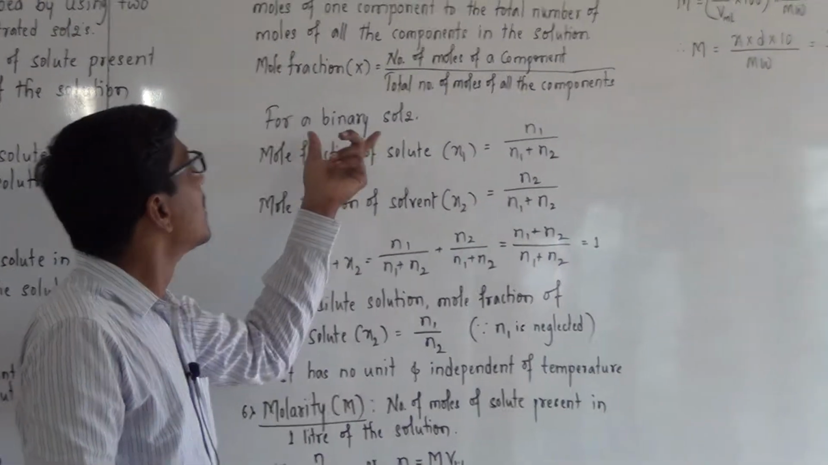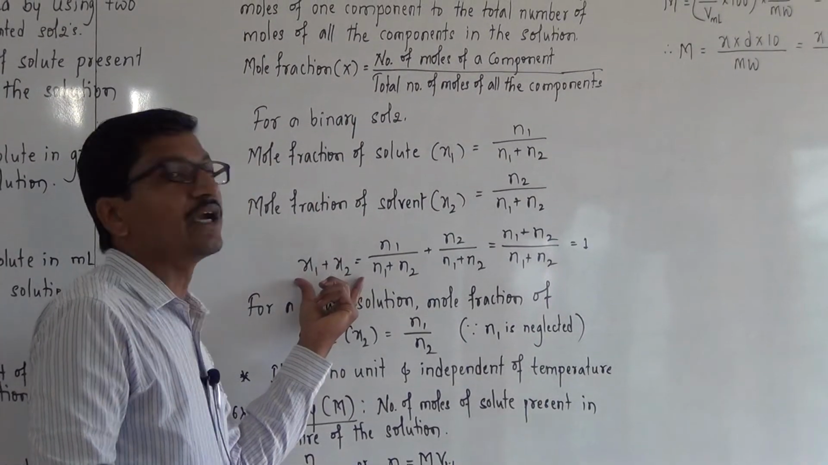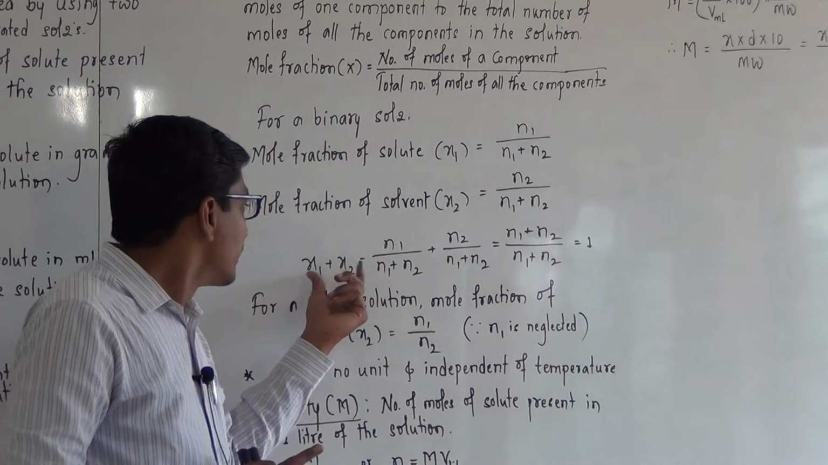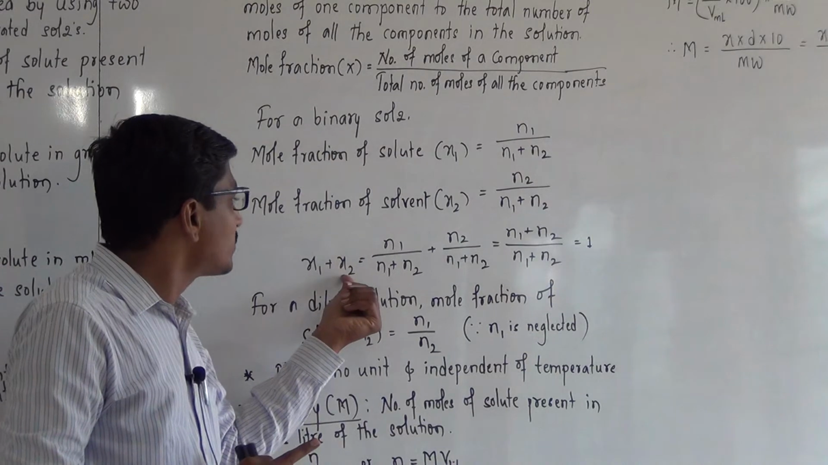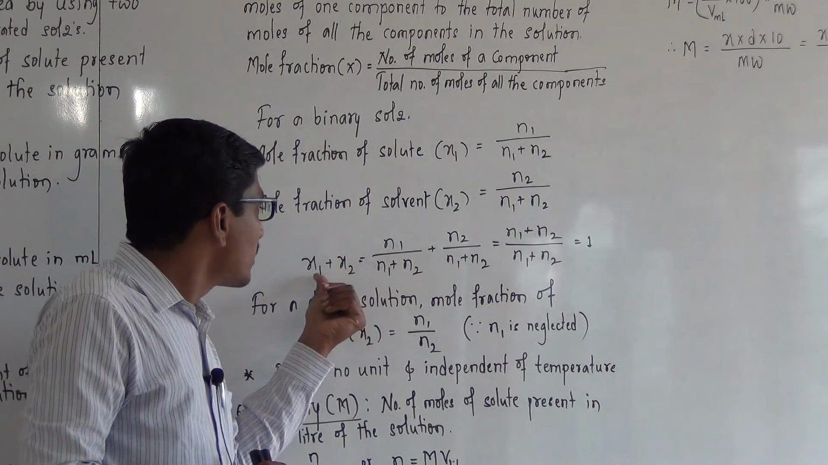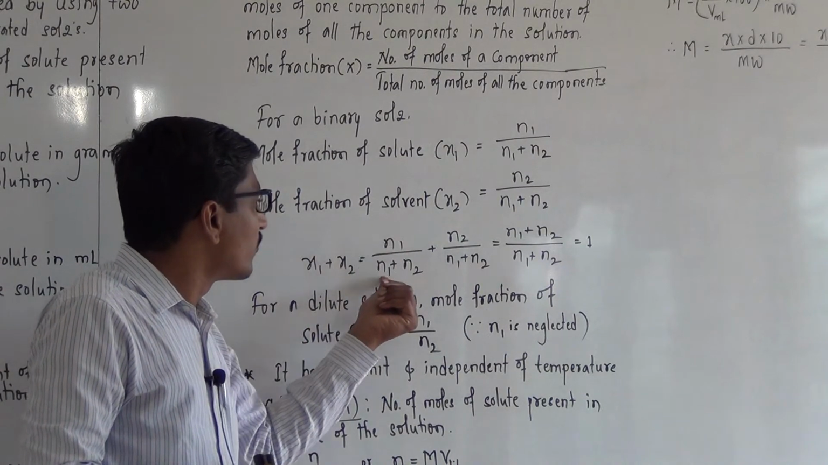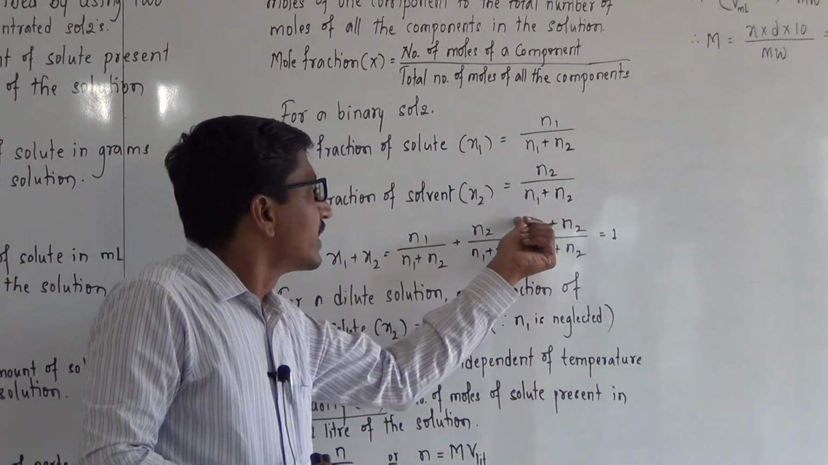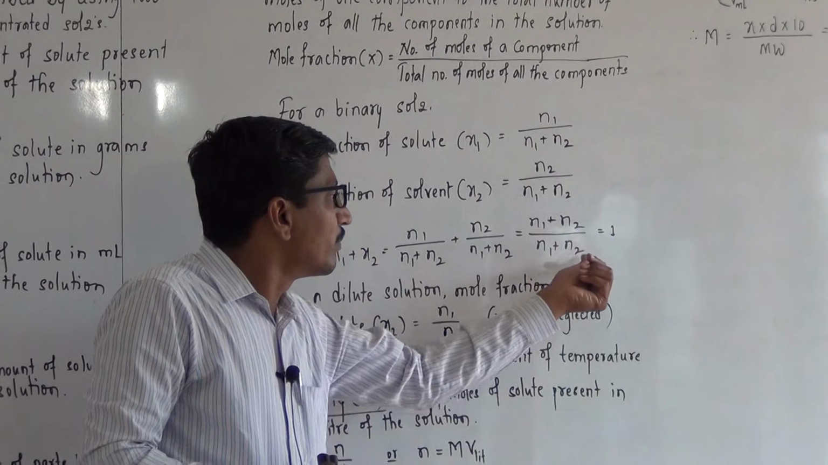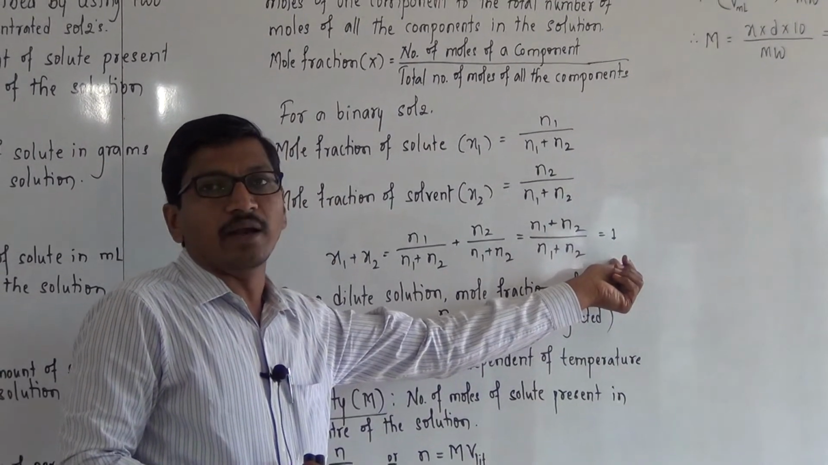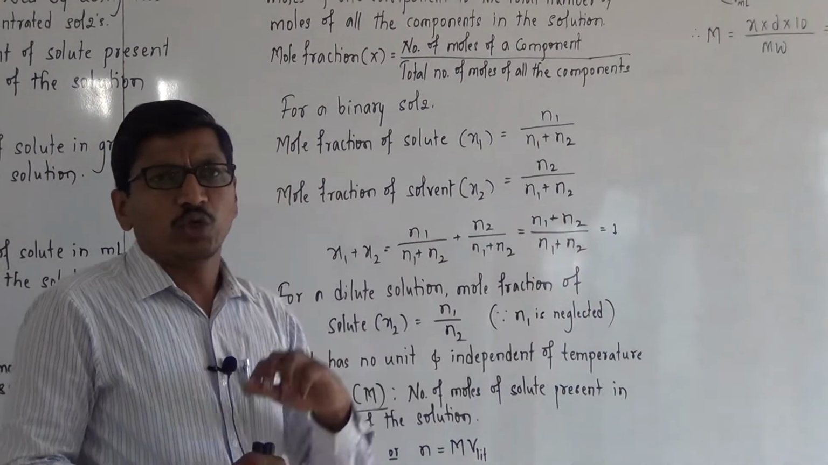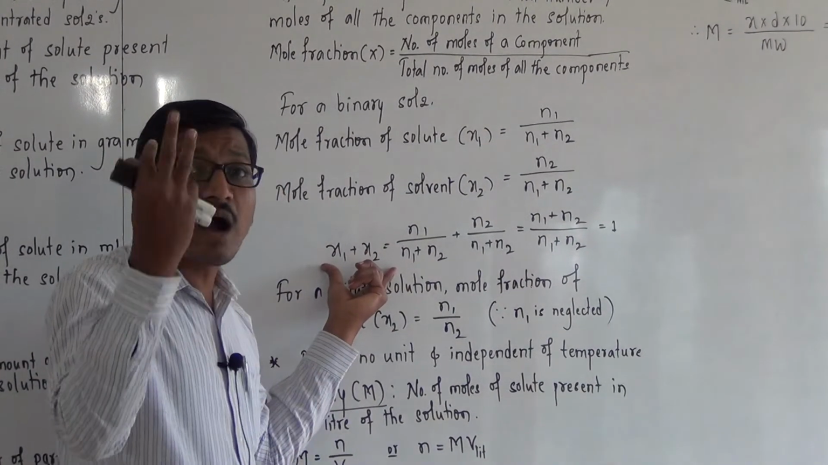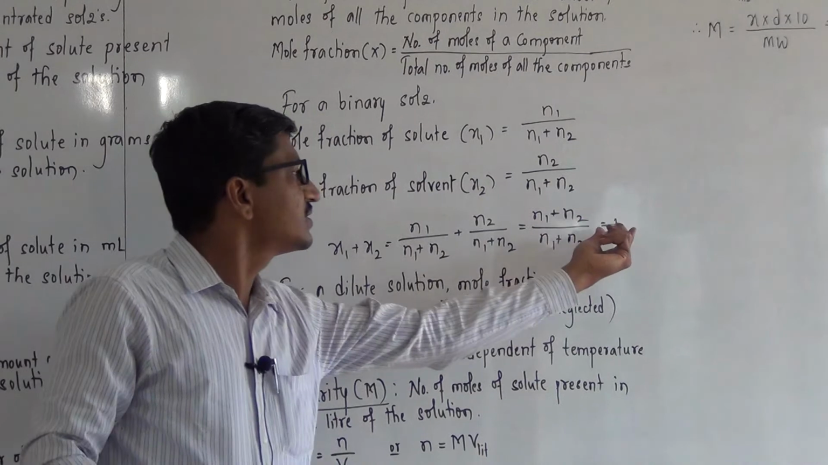For example, in the binary solution containing only two components, one solute and the other solvent, X1 is the mole fraction of solute and X2 is the mole fraction of solvent. X1 plus X2 is equal to N1 by N1 plus N2 plus N2 by N1 plus N2, and N1 plus N2 by N1 plus N2 is equal to 1. For more than two components as well, the sum of mole fractions of all the components in the solution is always unity.